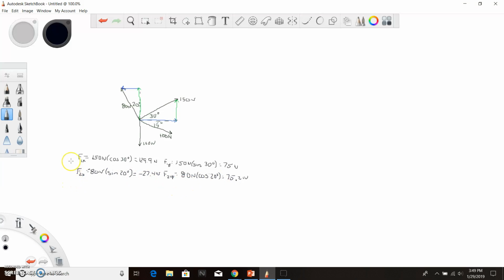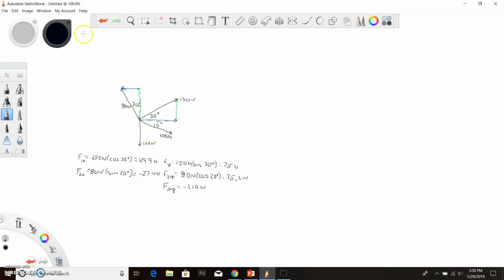All right. So F3 in our diagram is this 110 newton force. Well, that one's easy. There's no x component. There is just a y component. So F3y is going to equal a negative 110 newtons because it is going downward.